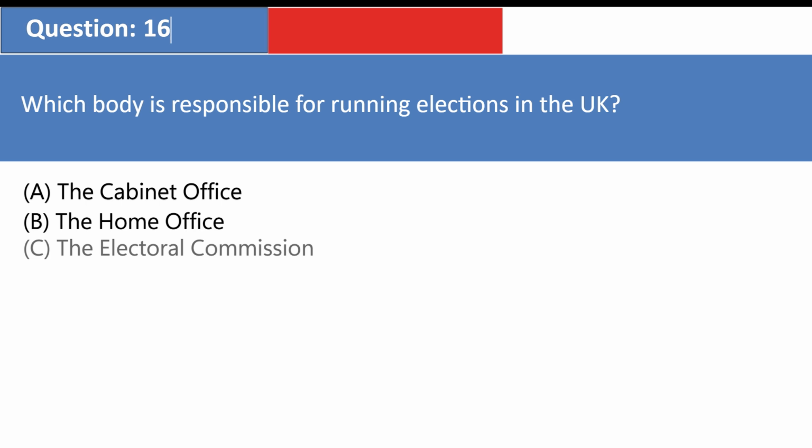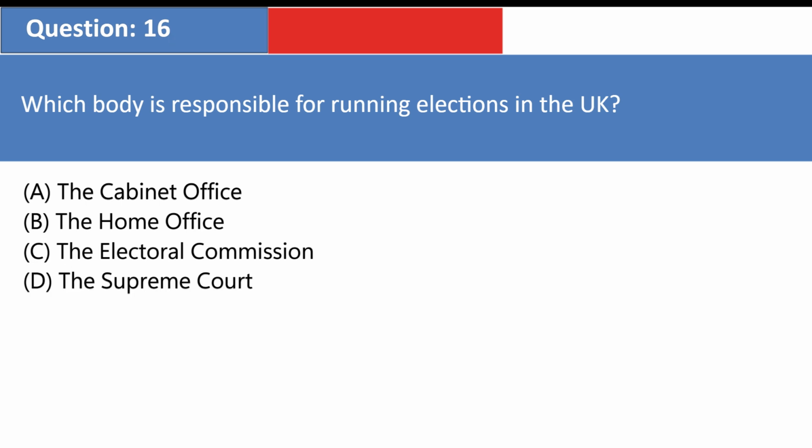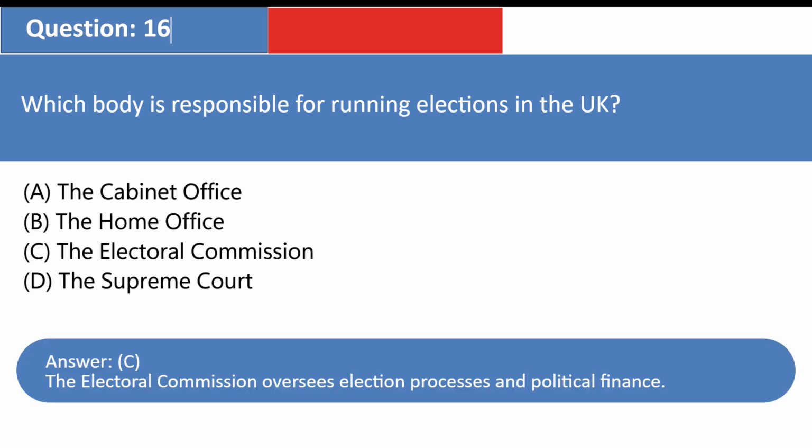Which body is responsible for running elections in the UK? A. The Cabinet Office. B. The Home Office. C. The Electoral Commission. D. The Supreme Court. Answer: C. The Electoral Commission oversees election processes and political finance.